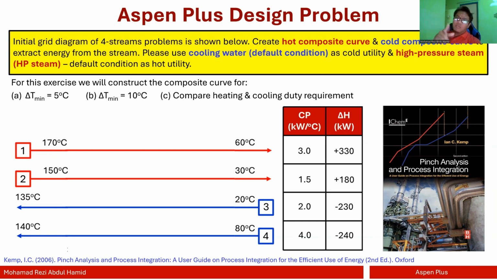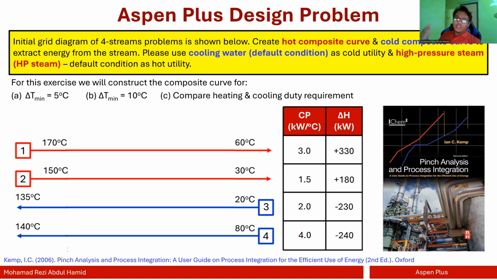It's basically a CP multiplied by temperature difference. It is as simple as that. And so what we need to do in our design problem here is, number one, we're going to construct a composite curve when we use a pinch temperature of 5 degrees Celsius, and then the other one is 10 degrees Celsius, and then we're just going to simply compare the heating and cooling duty requirement.